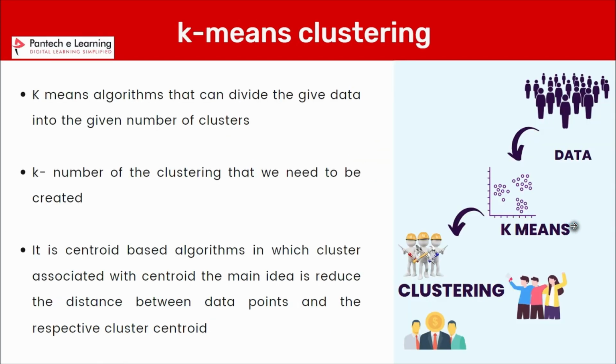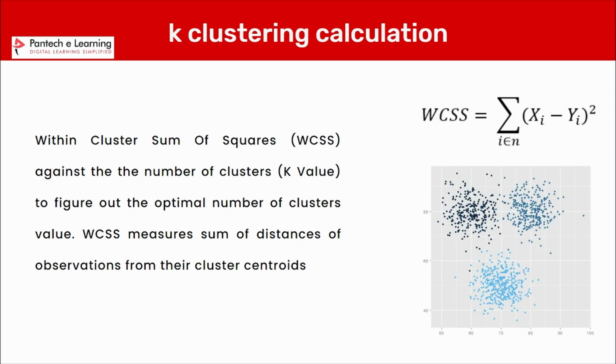But talking about the k value, as I told you, we need to provide the k value. So how to find the best k value? We will be doing one simple calculation, called WCSS, which is within cluster sum of squares. It's the distance, plotted against the number of cluster values, to figure out the optimal number of clusters. And this WCSS means the sum, which is the addition of the distance of observations from their cluster centroid.